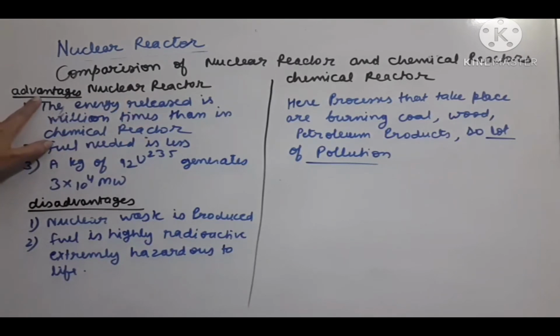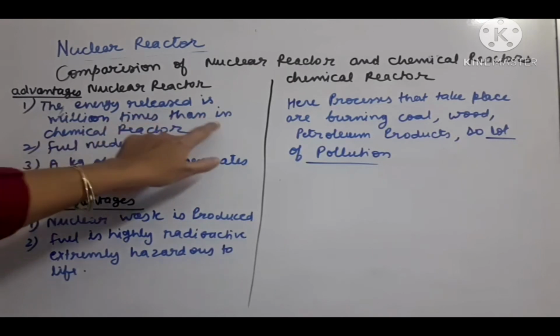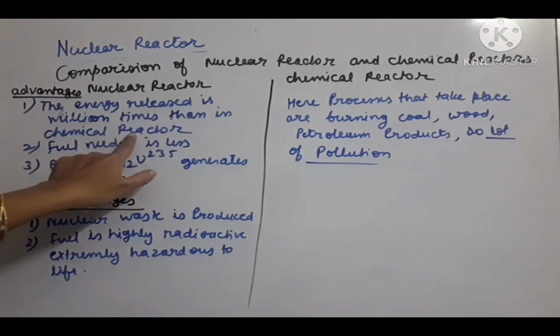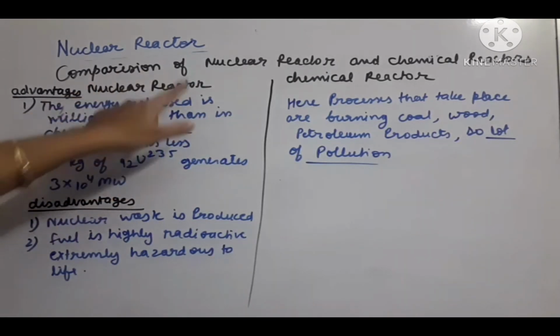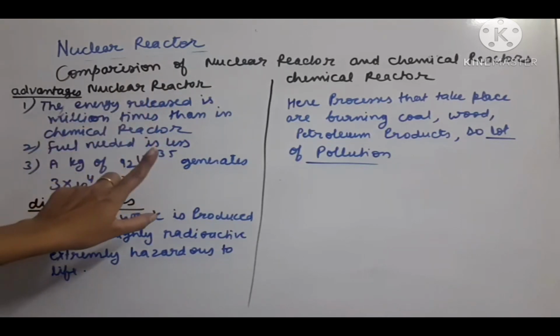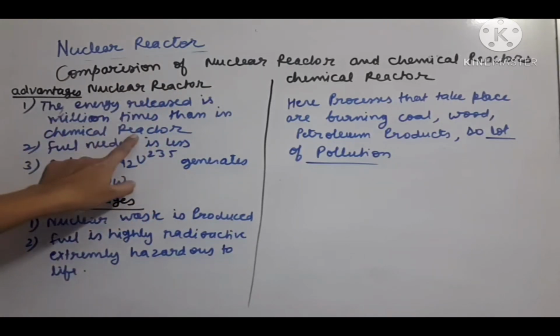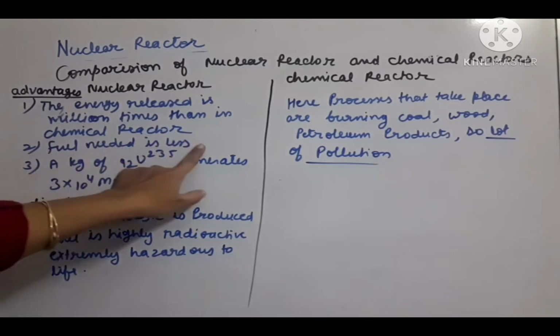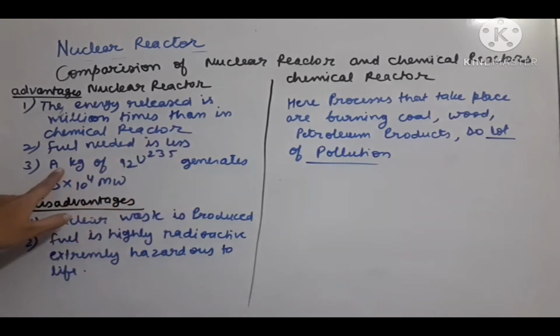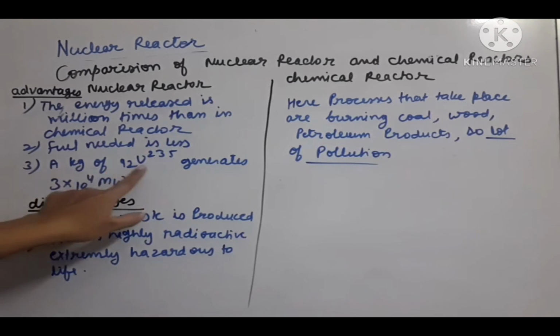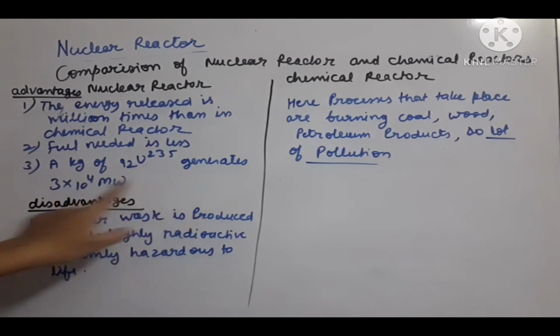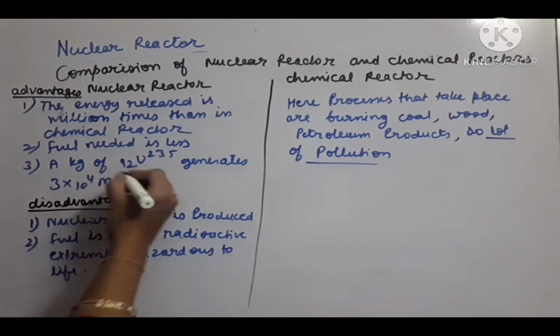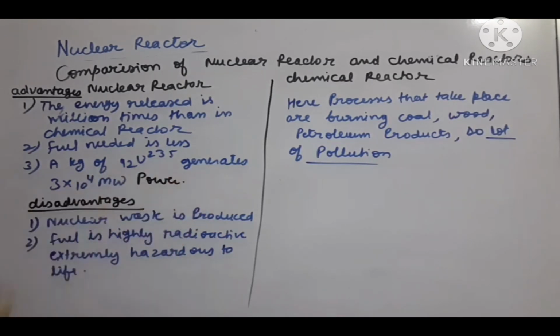Okay, the advantages are these only, that here the energy released is a million times more than in the chemical reactor. Okay, here the energy released is a million times greater than the chemical reactor. Then fuel needed is also less. You can see one example, 1 kg of 92U235 generates 3 into 10 raised to power 4 megawatt power. Okay, so this much power is generated from this 1 kg of uranium only.